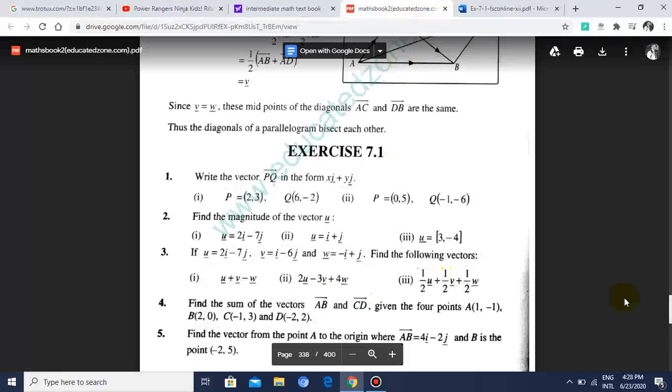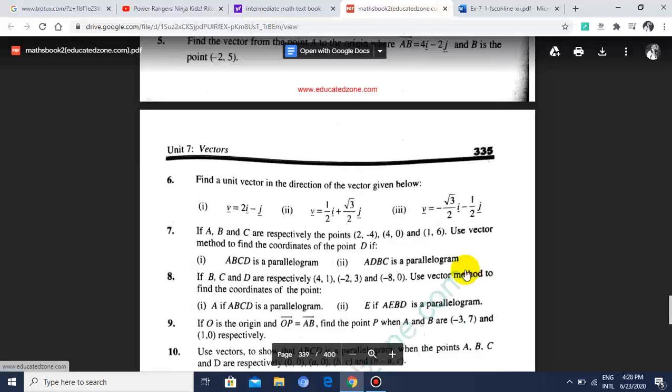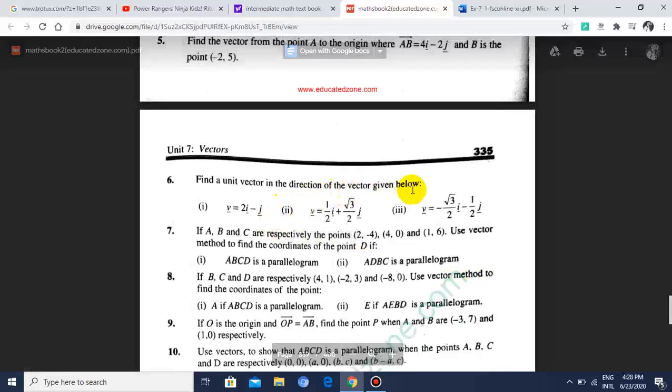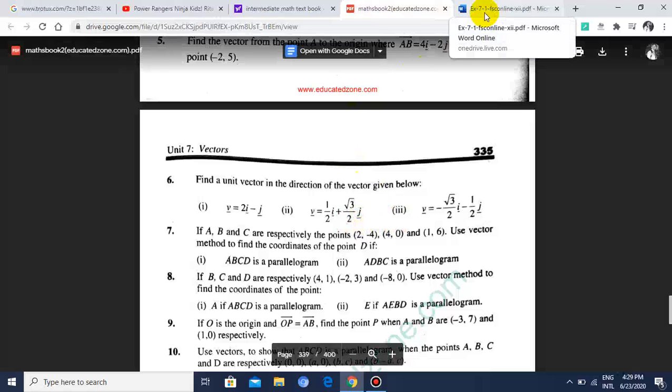Question number 6. Find the unit vector in the direction of the vector given below. We are given 3 vectors. We have to find unit vector of these vectors. How to find the unit vectors? We can find unit vector by dividing the vector with its magnitude.